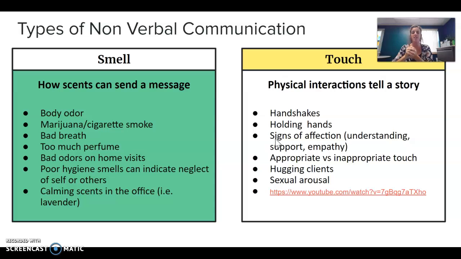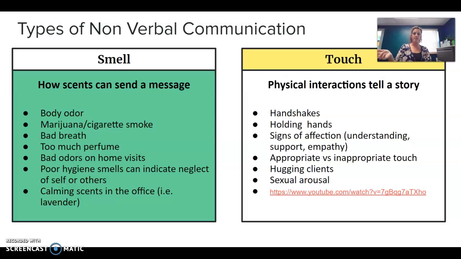All right, moving on to smell and touch. We talked briefly about smell in class. Some of you brought that up in regards to the smells of the office. Scents can send a message, like your body odor. If you're observing your client having a strong body odor, that could be an indicator for a clinician that they're not attending to their ADLs, activities of daily living. So not taking showers, not washing their clothes.